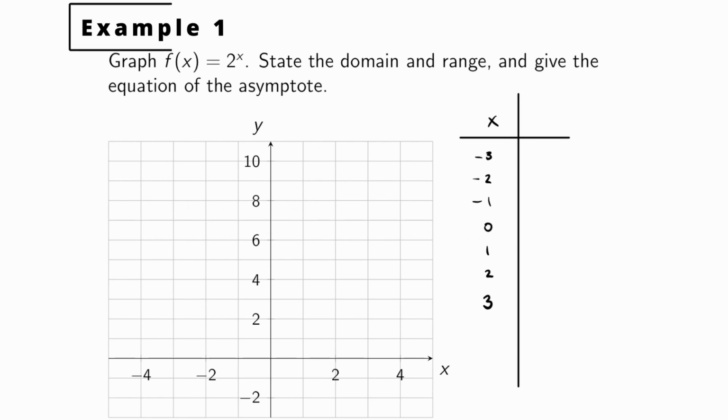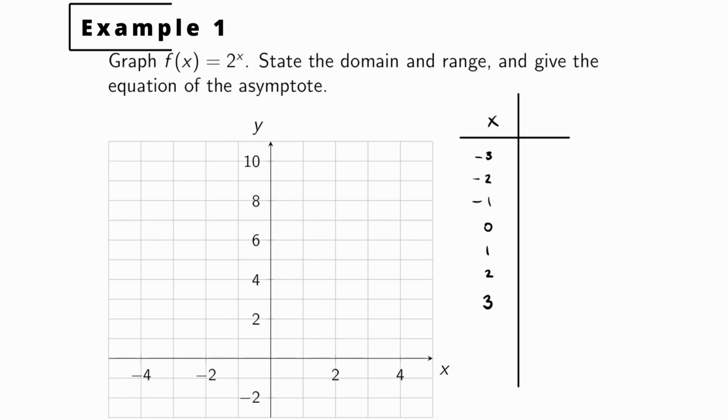Okay, here's our first example. We want to graph f of x equals 2 to the x. So the domain and range, as we've already said, the domain is all real numbers. The range is 0 to infinity, not including 0. And the asymptote will be the x-axis, or y equals 0. So I want to graph this by plotting some points here.